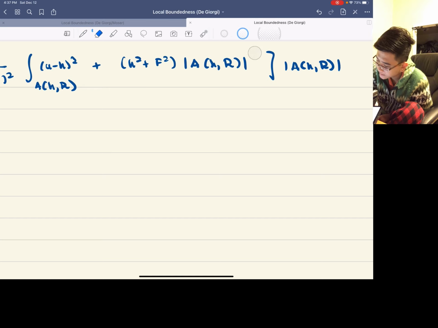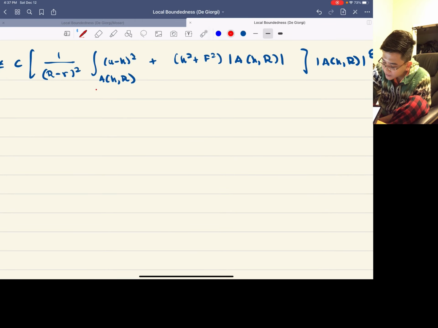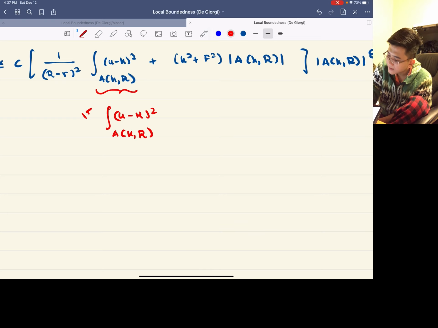Oops, sorry. So this is just that, and this is epsilon. Okay. So from the observations that we had before, I know that this is less than or equal to the integral of (u minus k) squared on A(k,r). And what else?